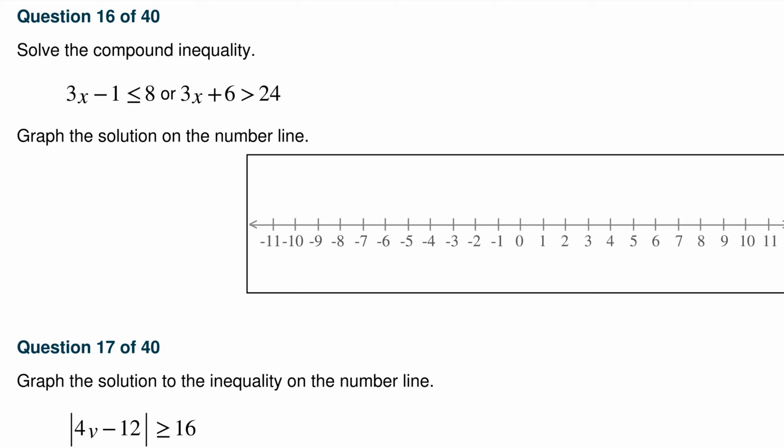We are on question 16. Solve the compound inequality 3x minus 1 less than or equal to 8 or 3x plus 6 greater than 24.